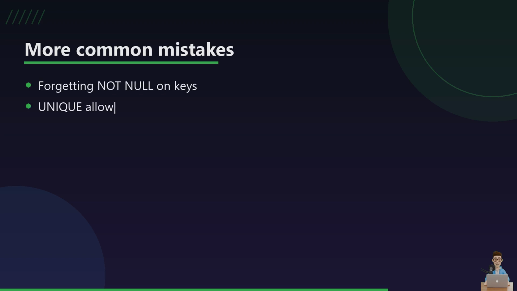A few more banana peels to watch for. People assume unique blocks empty values, but it often lets several through, so required fields still need not null. Another one is trying to add a constraint after the table is already full of messy data. The database will refuse if the existing rows break the new rule. This is my honest take. Constraints feel like annoying paperwork on day one, but they are wildly underrated. They catch bugs at 3 in the morning that your app code never let.